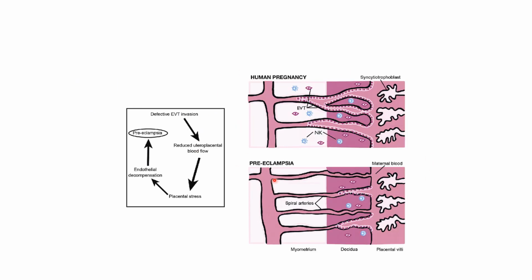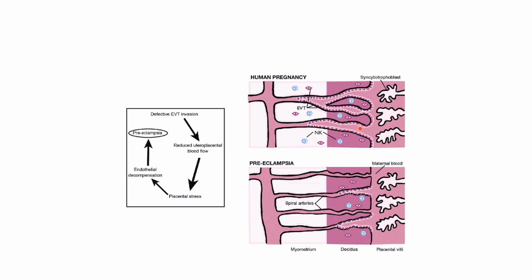Pathophysiology behind preeclampsia. In preeclampsia, we normally have inadequate trophoblastic invasion. So the cytotrophoblasts normally invade the spiral artery. These are the spiral arteries as mentioned. So they normally invade the spiral artery, creating a low resistance.